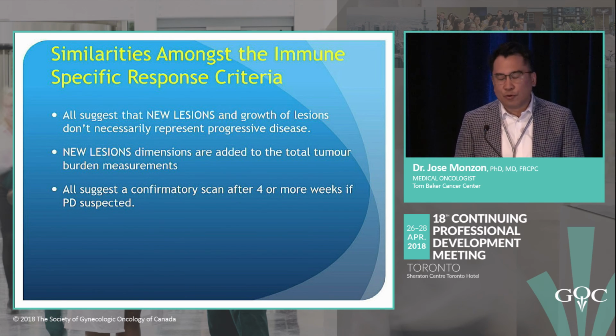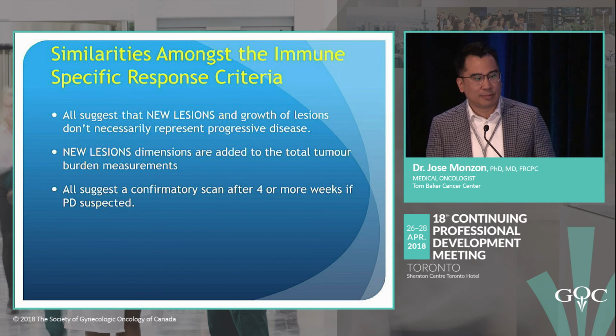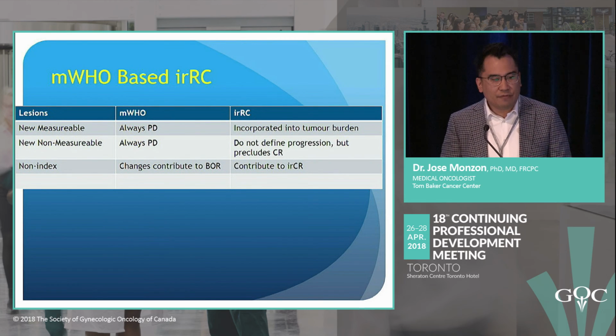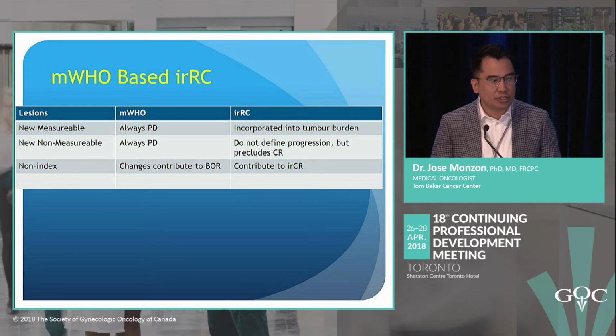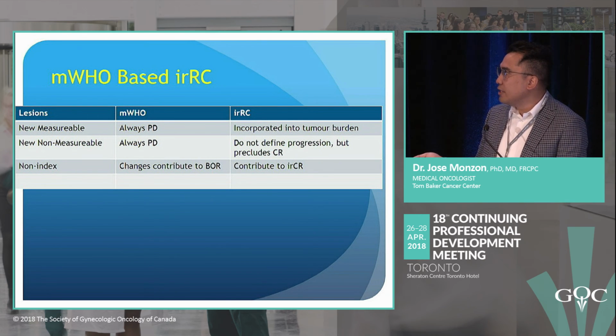All suggest a confirmatory scan after 4 or more weeks if progression of disease is suspected. So this is the consistency between most of them. There are a lot of differences, but I'll just give you some examples of some of the changes. So again, using the immune-related response criteria based off of the modified World Health Organization response criteria.